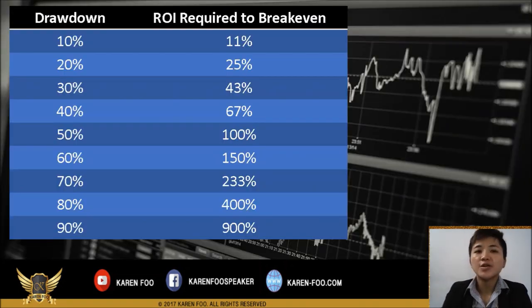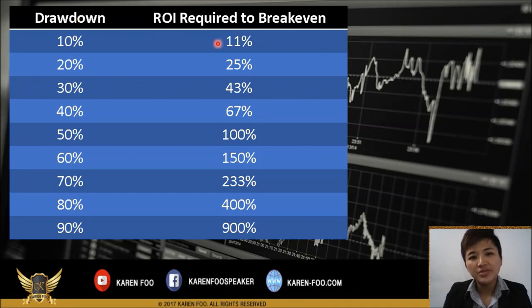So let's say we look at all the drawdowns and the ROI required to break even. If I have a 10% drawdown, if you calculate the ROI to break even, you only need 11% to make it back to initial capital. Whereas for a 20% drawdown, you only need 25% to make it back, which is okay, still achievable. When you have a 30% drawdown, the ROI required to break even is 43%. You realize that as the drawdown increases, the amount of ROI to make it back to break even increases also.